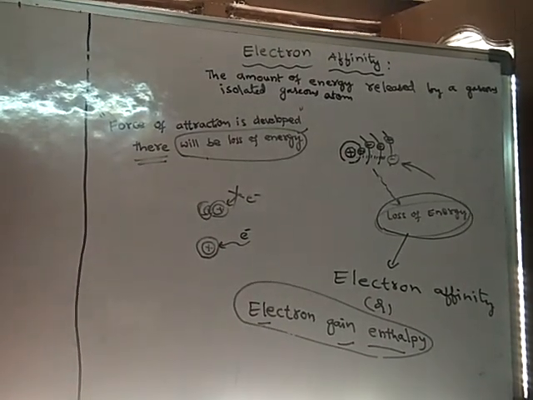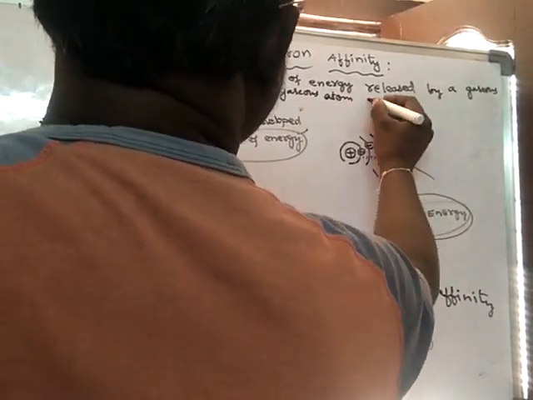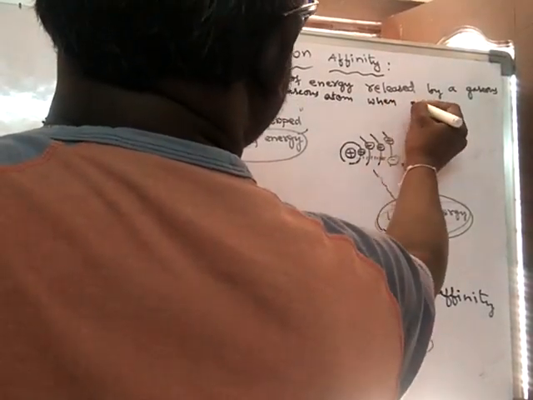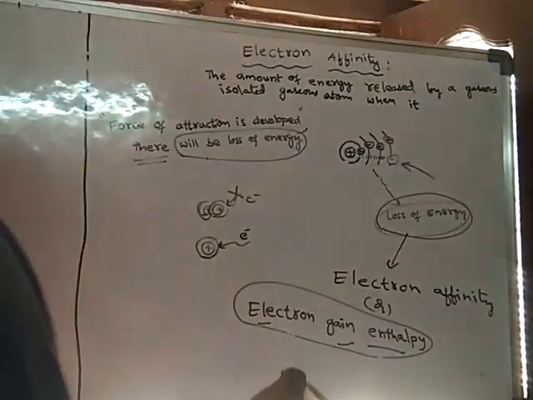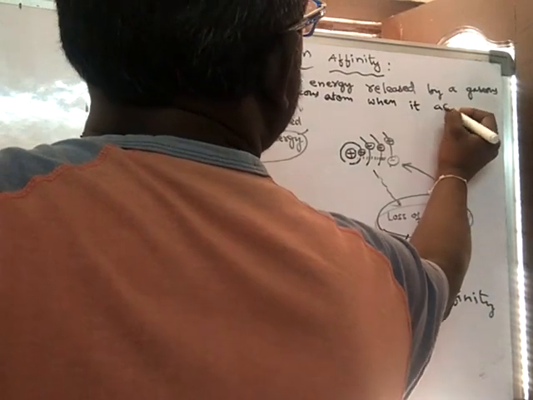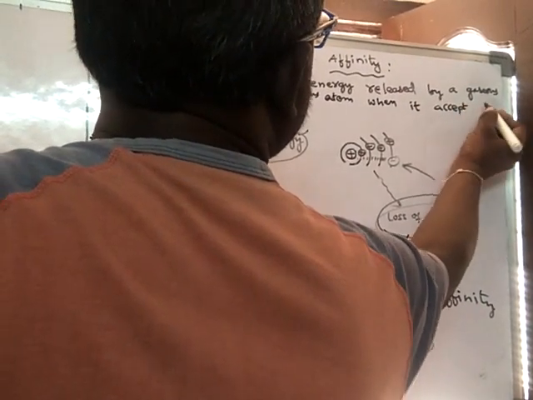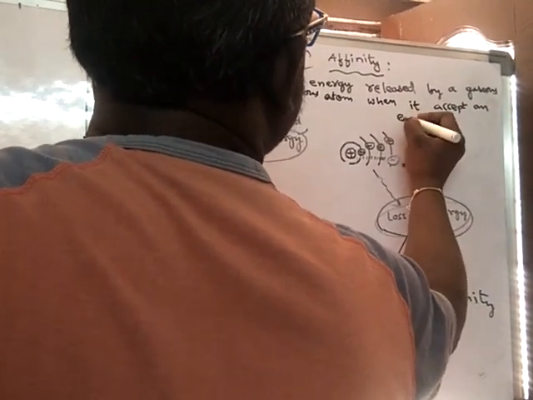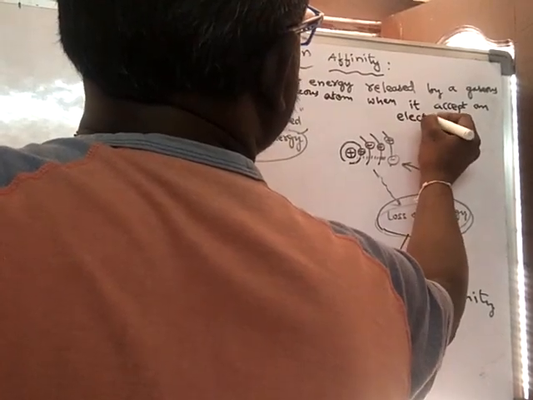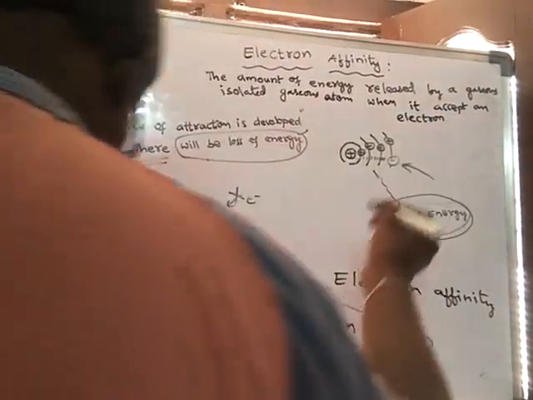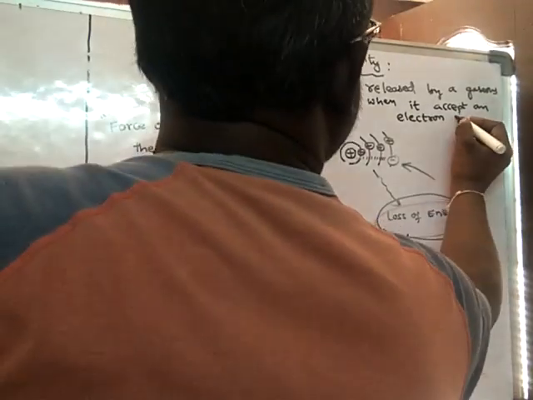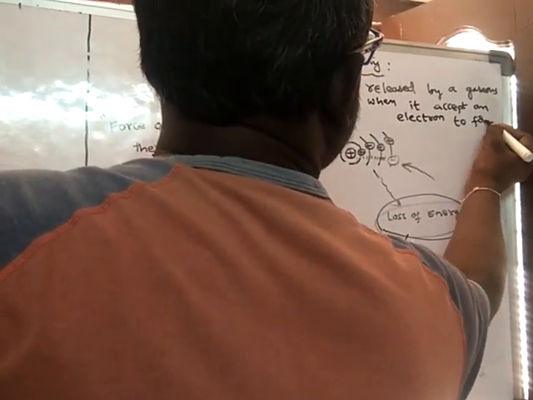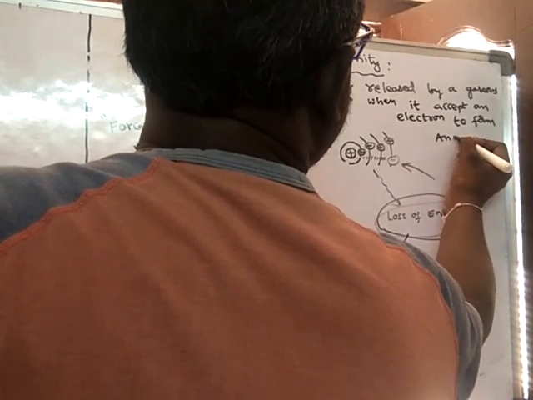Okay, electron affinity is the amount of energy released by a gaseous isolated atom when it accepts an electron to form an anion.